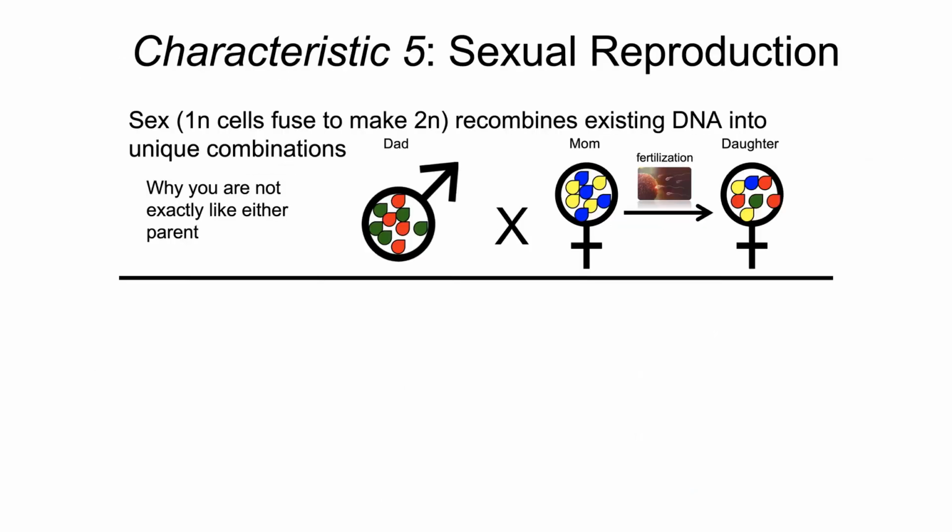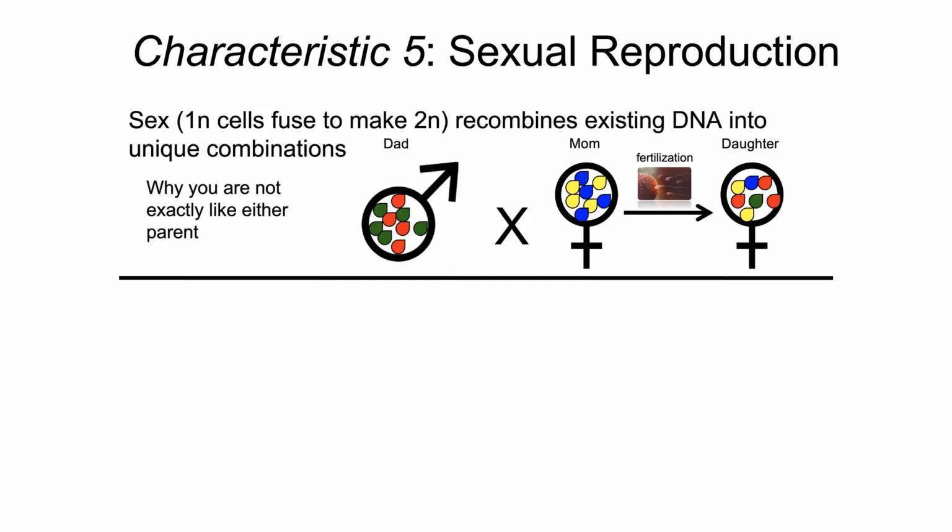So in sexual reproduction, basically you have sex, where you have haploid or 1N cells fusing to make diploid or 2N cells. You can have different organisms that do this in lots and lots of different ways. Sex isn't just the way that we see it in humans, where you have a mom and a dad making an egg and a sperm, but we'll talk about human reproduction. And the important thing here is that sexual reproduction, when you have sperm from a dad and an egg from a mom, basically you're recombining the different alleles that exist into unique combinations in the offspring.